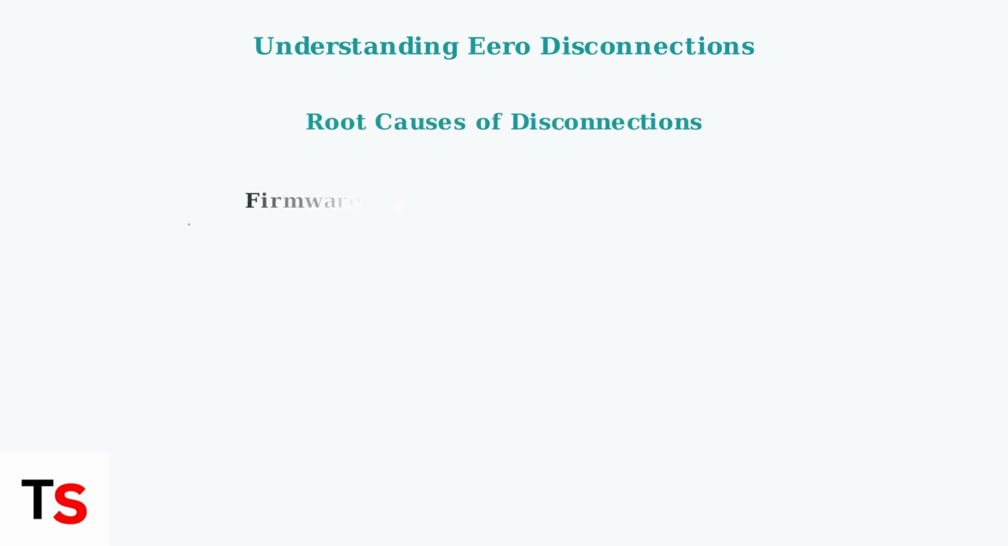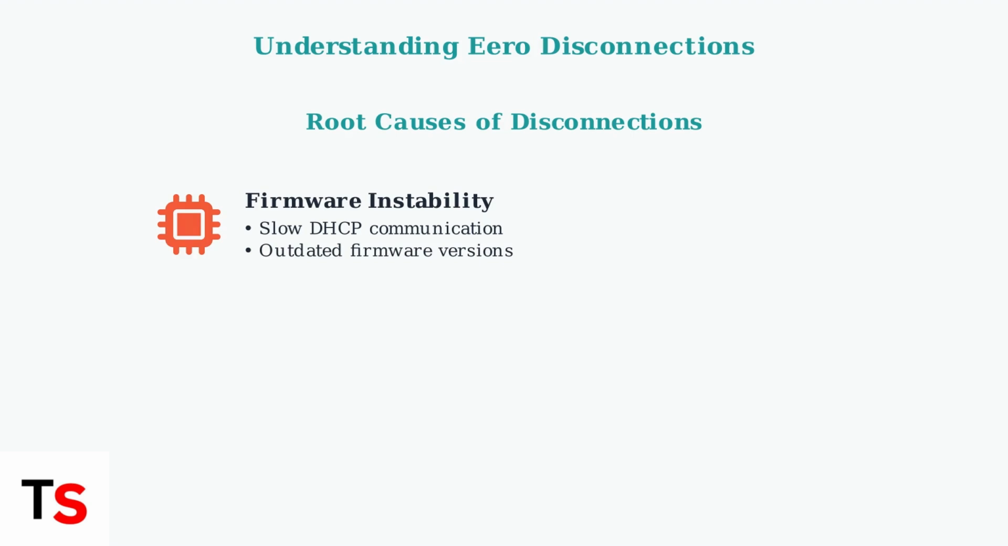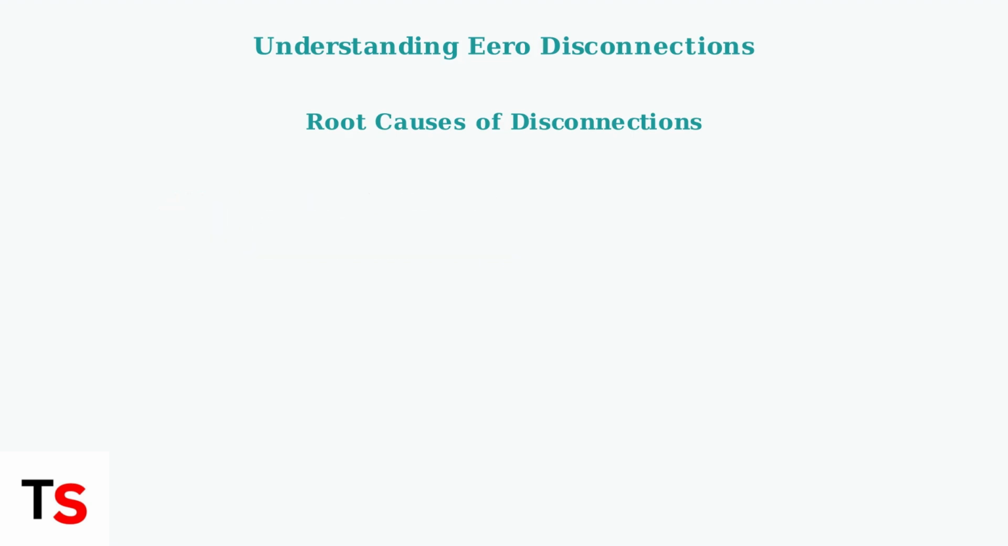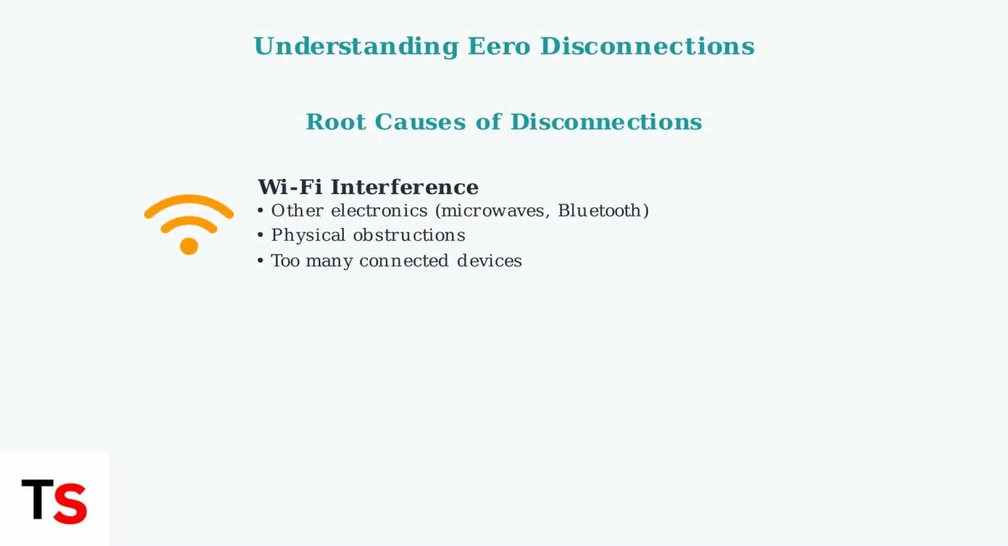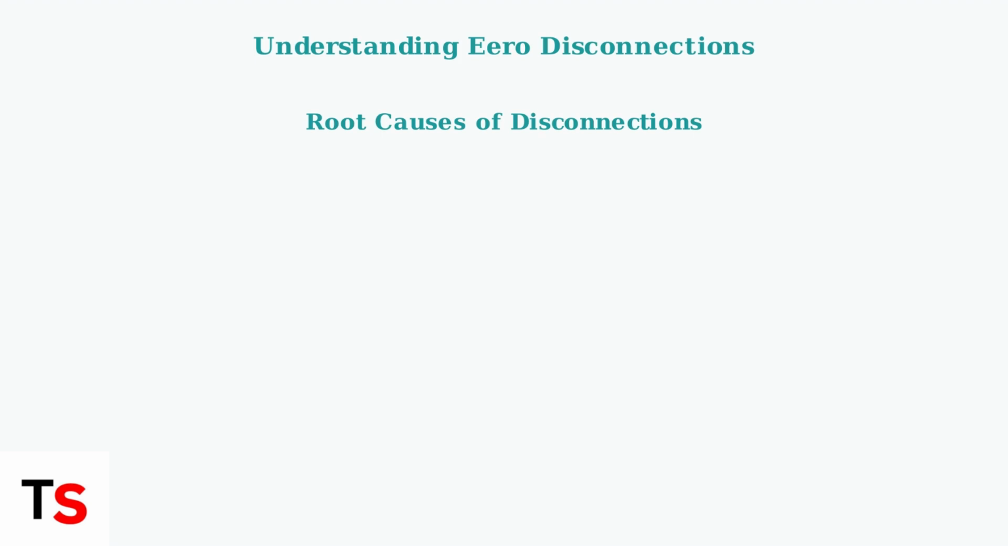The root causes of Eero disconnections are varied and complex. Firmware instability is a major factor, with some versions causing slow DHCP communication between devices and the router. Outdated firmware can also lead to network instability. Wi-Fi interference is another significant cause. Signals from other electronics, like microwaves and Bluetooth devices, can disrupt Eero's wireless communication. Physical obstructions and device overload can also contribute to connection problems.